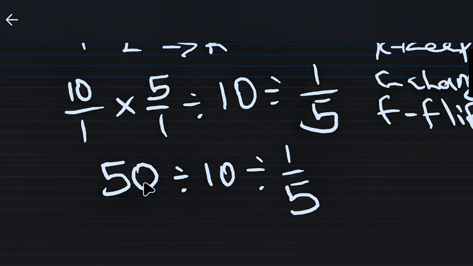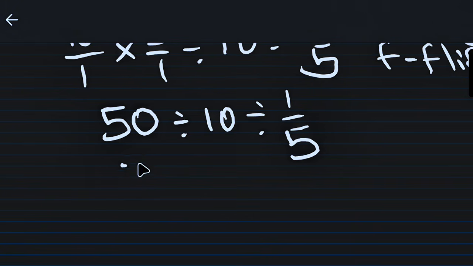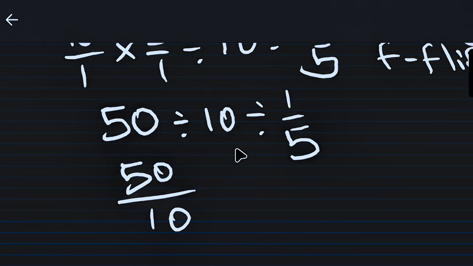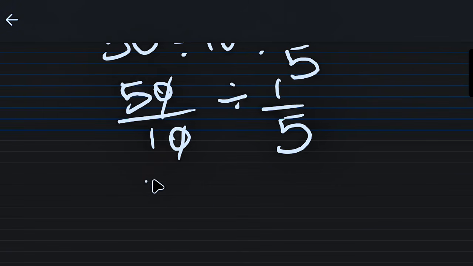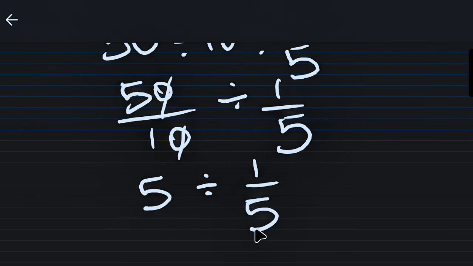Okay, 50, sorry. So we are going to have 50 divide by 10, this division here, then divide by 1 divide by 5. Okay, so we can reduce this to the lowest term. 0 will cancel 0, and 5 divided by 1 equals 5. Then divide by 1 divide by 5. So this 5, we can divide it by 1.